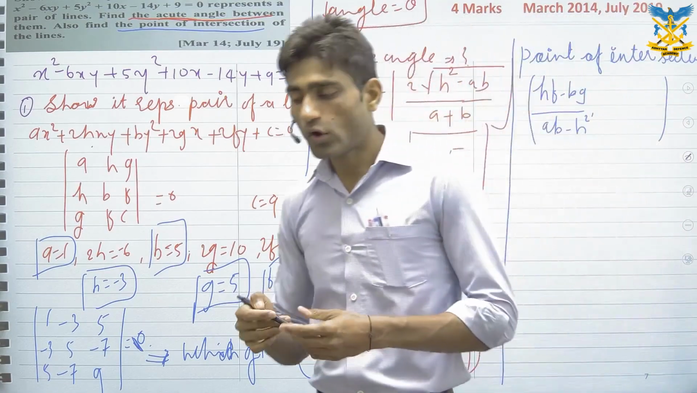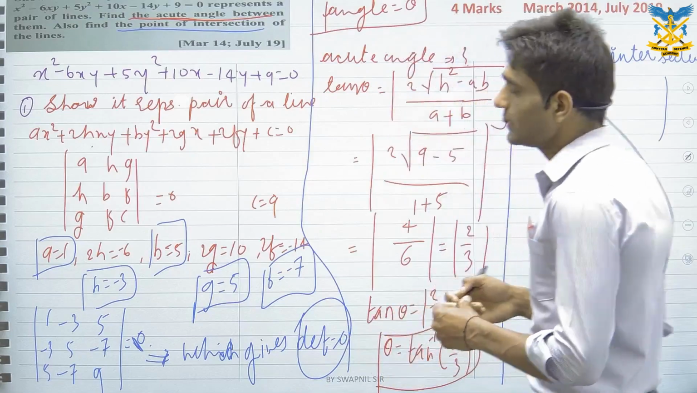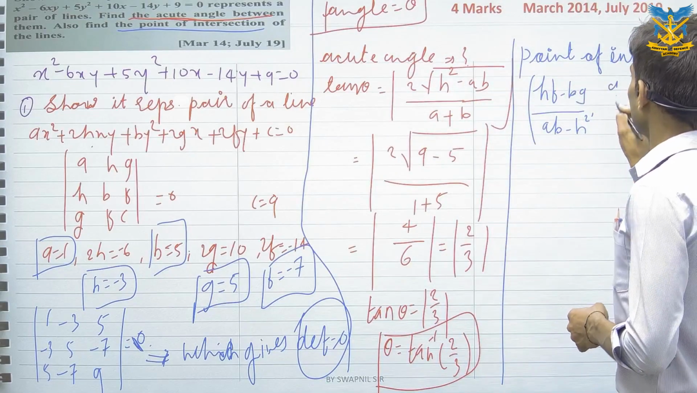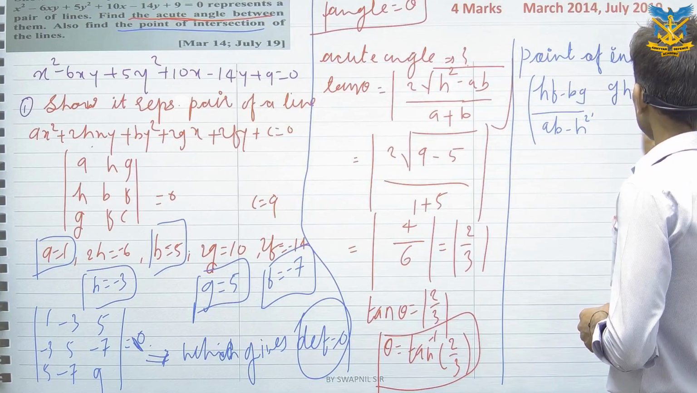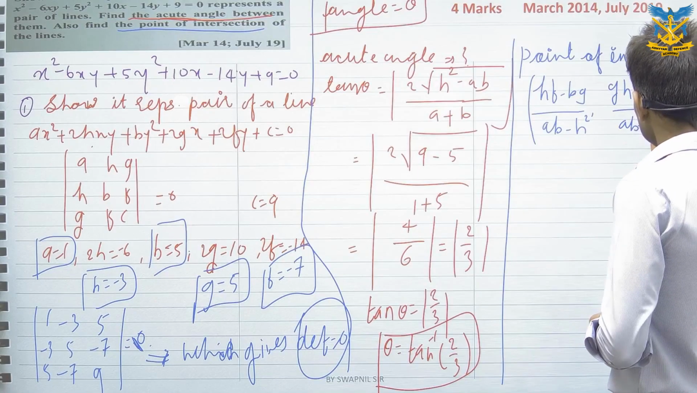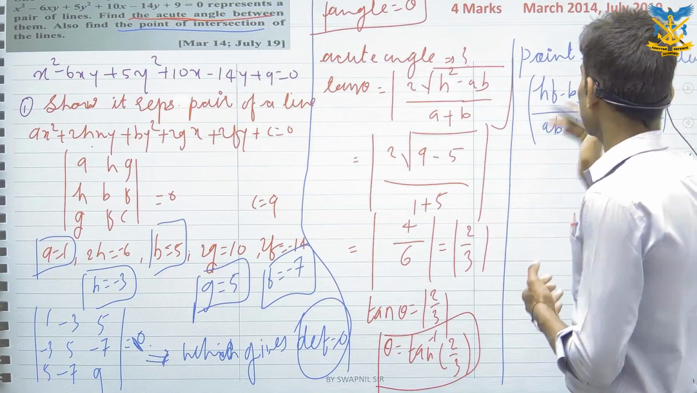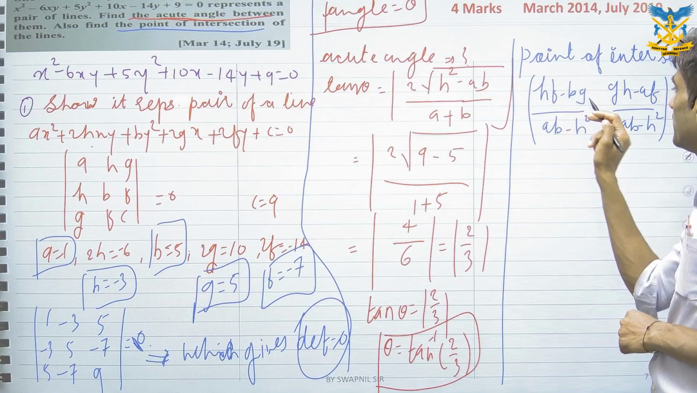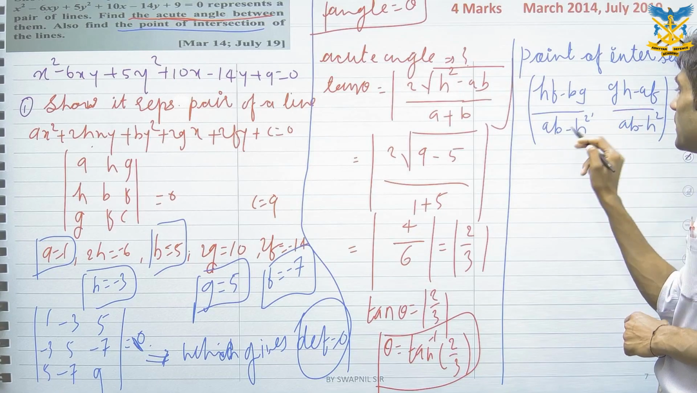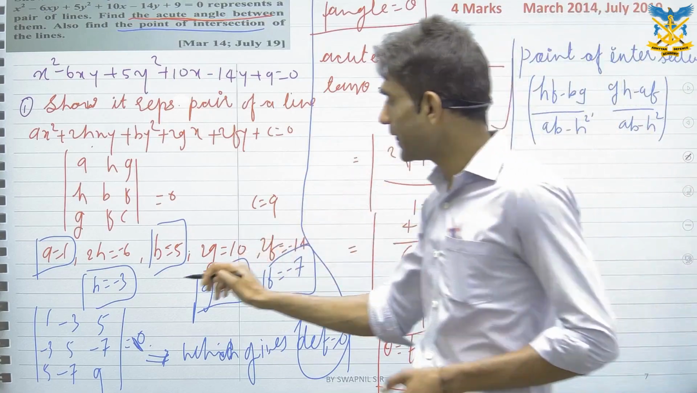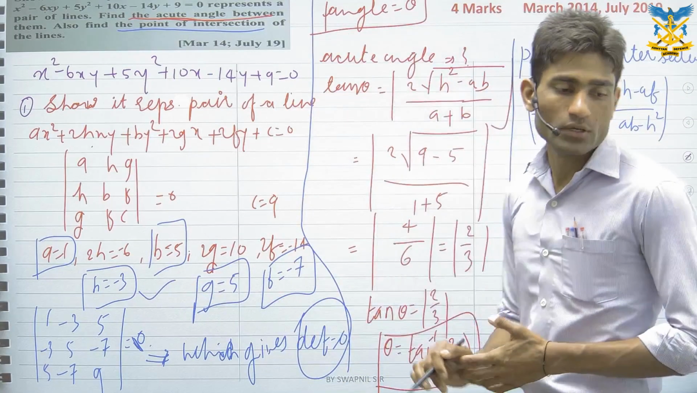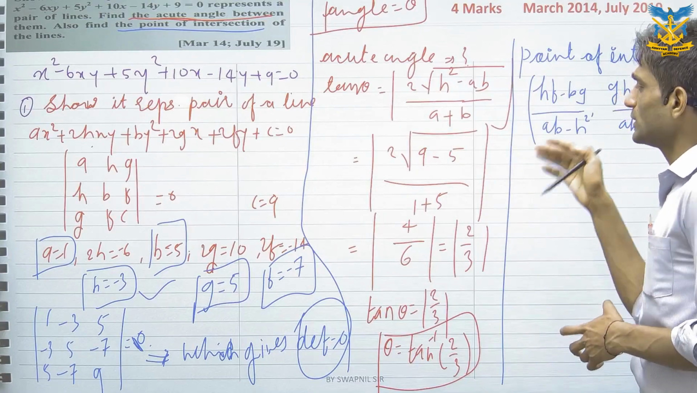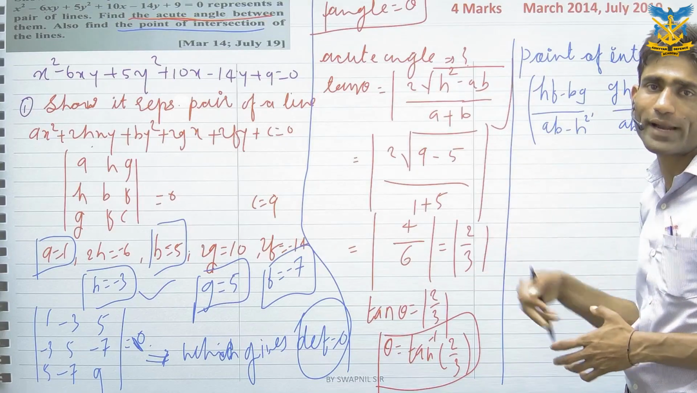And the second coordinate we write as gh minus af upon ab minus h square. These are the points of intersection. Now see that h, b, g, g, h, a, f, a, b, h are all values. We have to take these values from here and go for the substitution of these values, because we don't have sufficient space here for writing the solution.